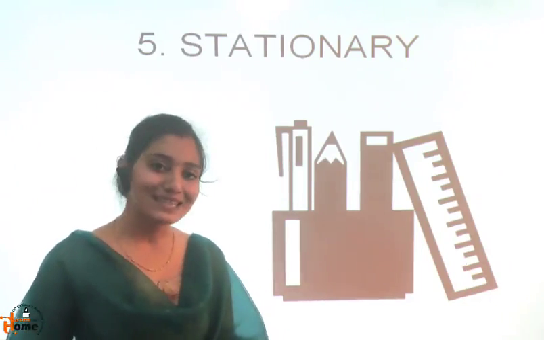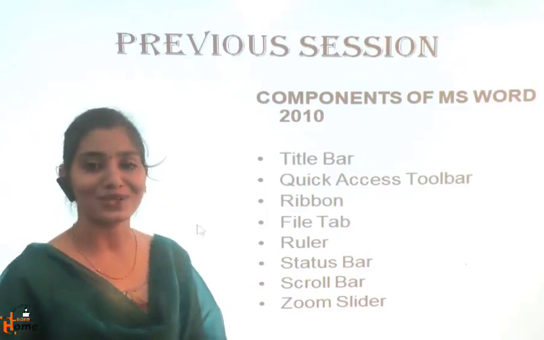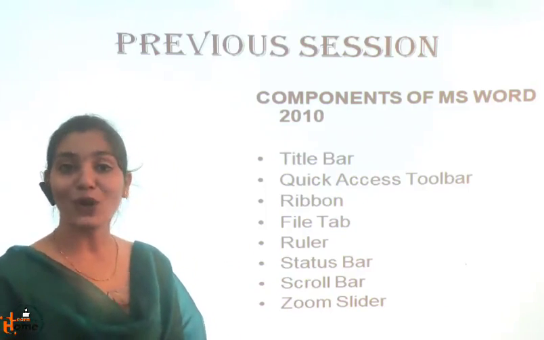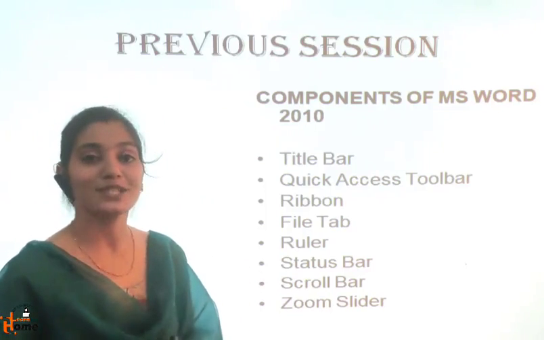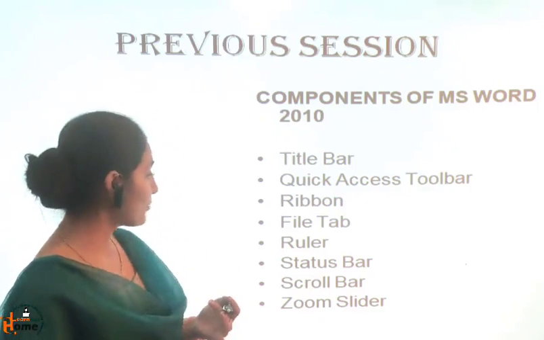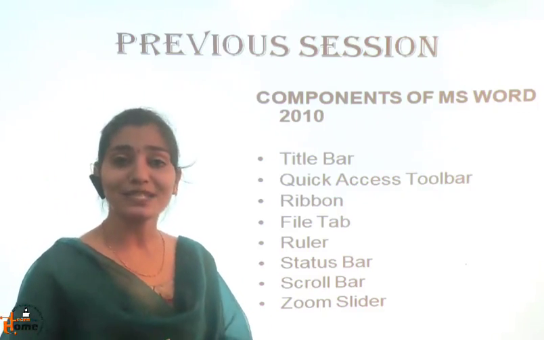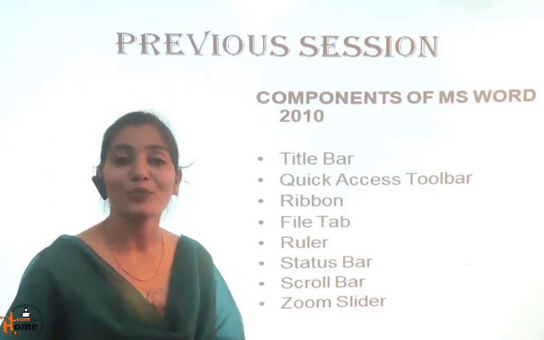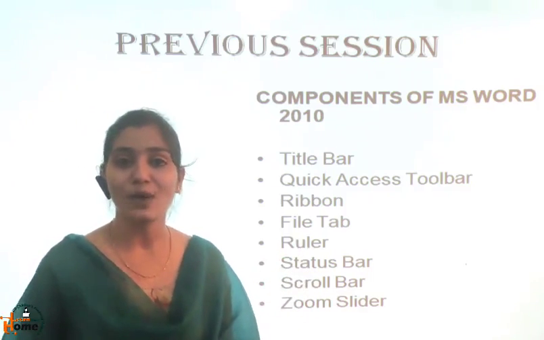So let's begin. Students, what have we learned in the previous session? We have learned about the components of MS Word. Now, what are the components of MS Word? Title bar, quick access toolbar, file tab, ribbon, ruler, status bar, scroll bar, zoom slider. All these are the components of MS Word. So, you know now where all these components are.